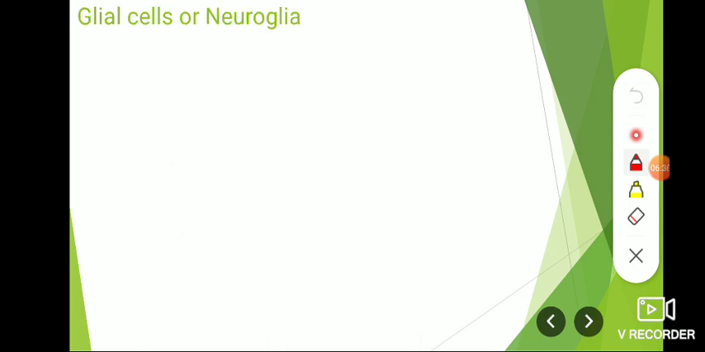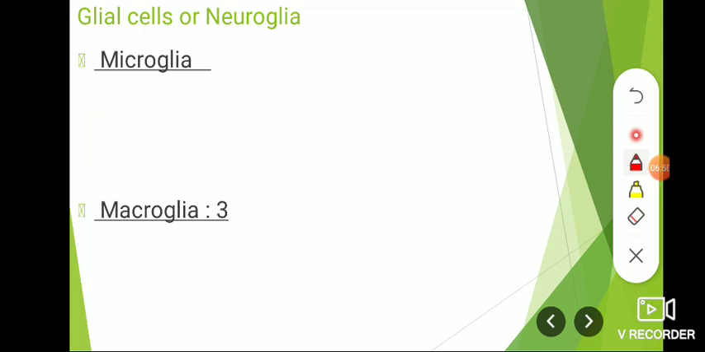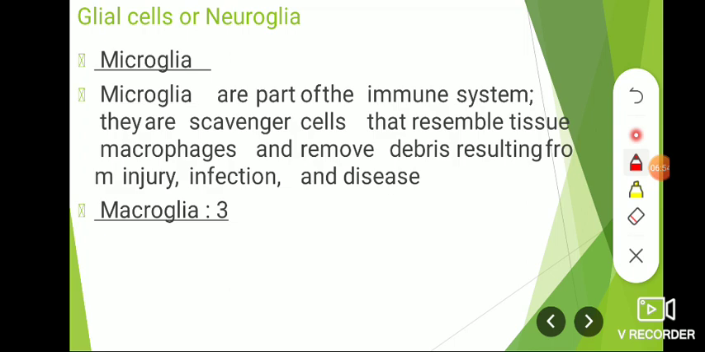Now the glial cells are the supporting cells of the nervous system. Neurons are the basic unit of the nervous system. To support and protect the neurons, there are the glial cells, also called neuroglia. They are classified in two categories: small in size, called microglia, and big in size, called macroglia. Microglia is basically the defense system of the nervous system.